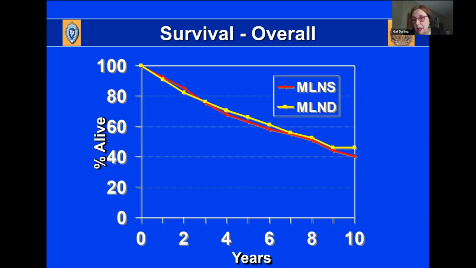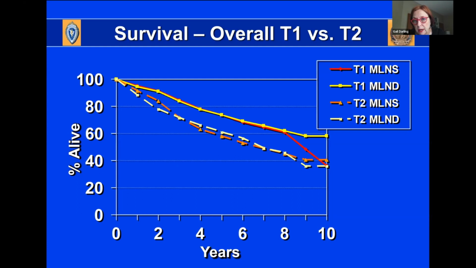But this does not apply to higher stage tumors, bigger tumors, or tumors that have radiographic evidence of lymph node involvement, either in the hilum or in the other N1 nodes, and certainly not N2 nodes. And we also analyzed it based on T1 and T2 status, and there was again no difference in survival.